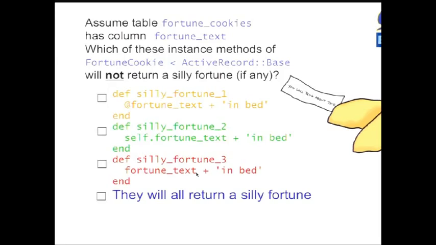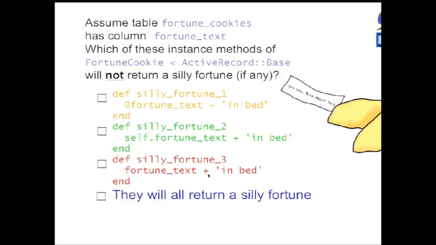Suppose instead that I had been trying to set the value of the fortune text field. If example 3 had said fortune_text = embed, that wouldn't work, because then it would actually be parsed as a local variable name. This is one of those idiosyncrasies in Ruby that you just have to remember and get used to, or it will come back to bite you.